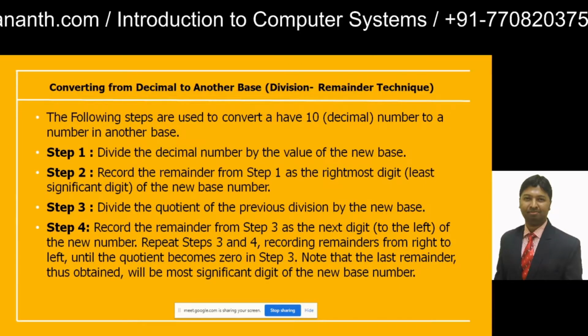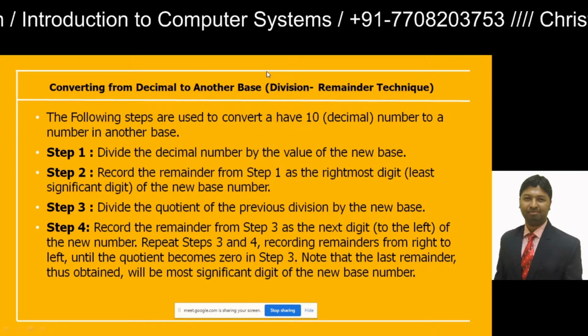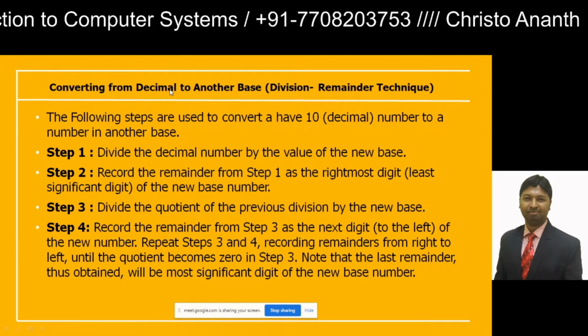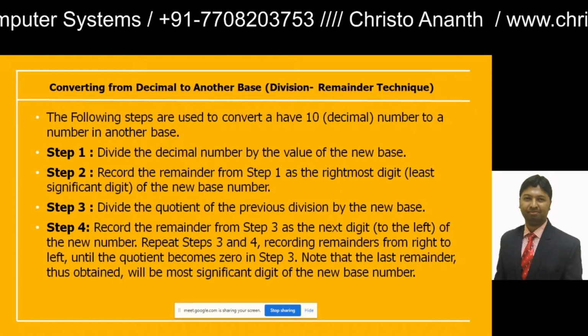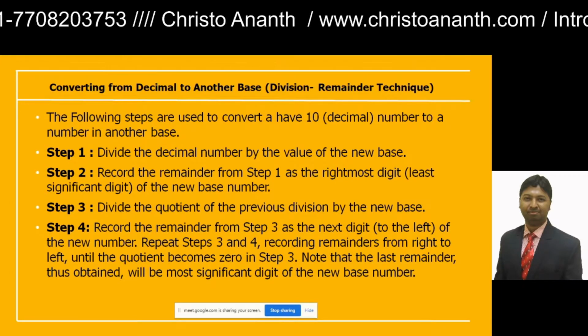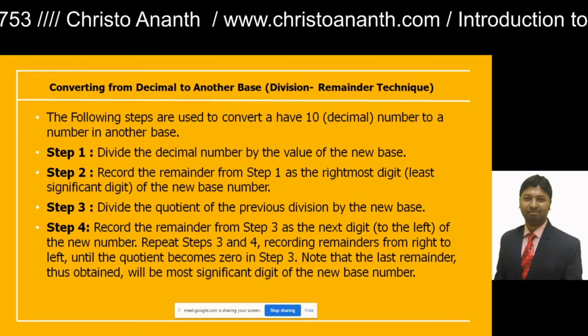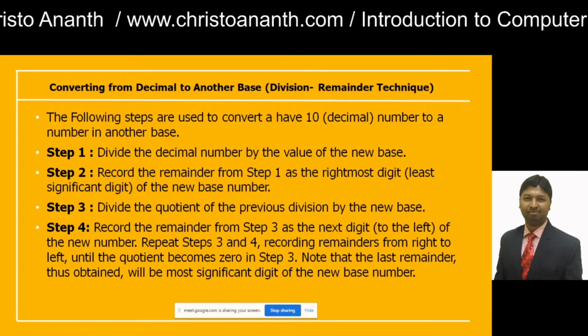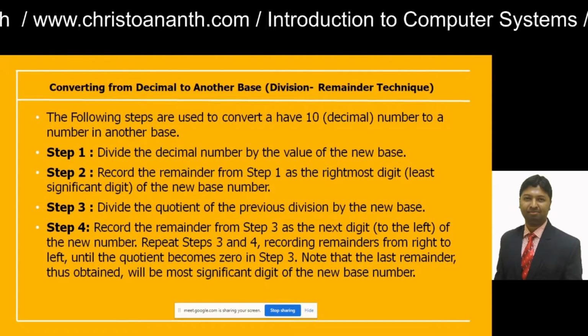Decimal means what is the base number? 10. Okay, so we are going to convert a number which has a base of 10 to a number in another base. So what is the first step? Divide the decimal number by the value of the new base.